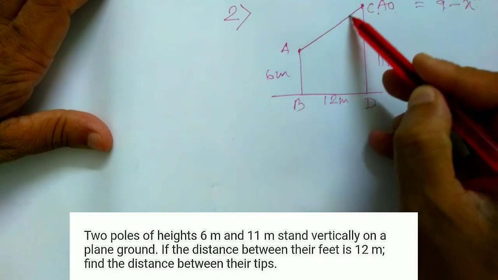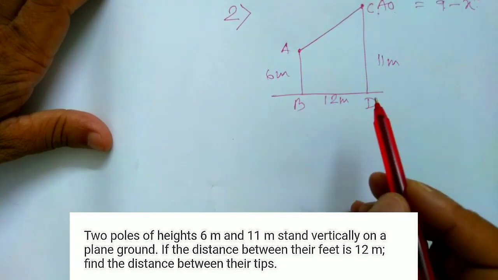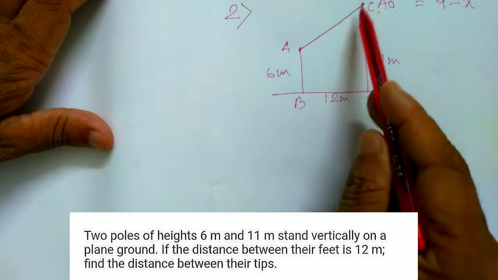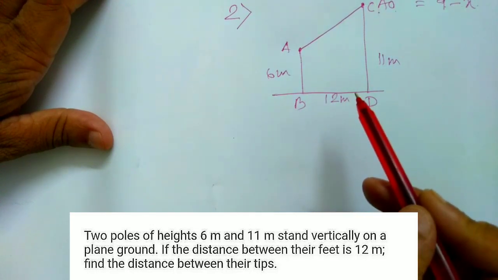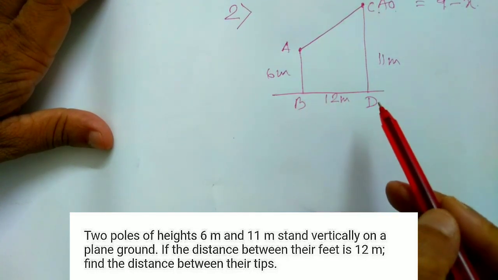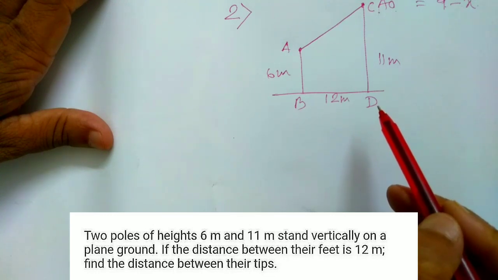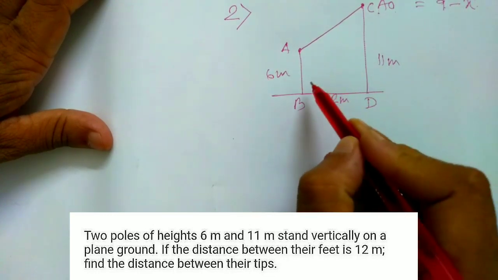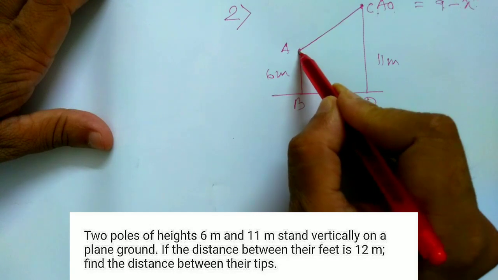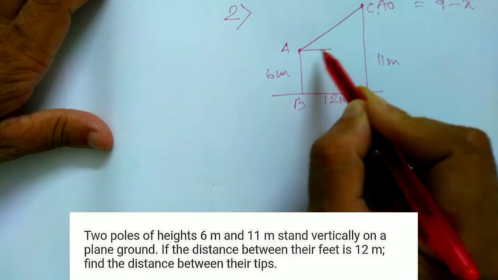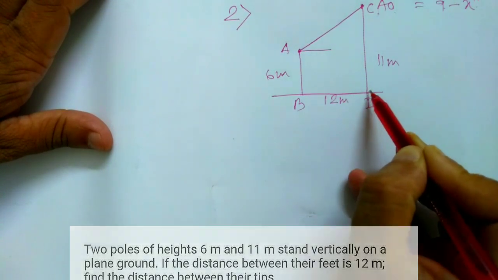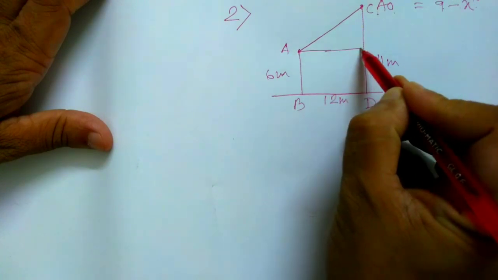We have to find the distance between their tops. Now, to find the top, we have to draw something extra. I mean, a construction we have to do. What is that construction? We will draw a line which is parallel to BD. Understood? This is parallel to BD.